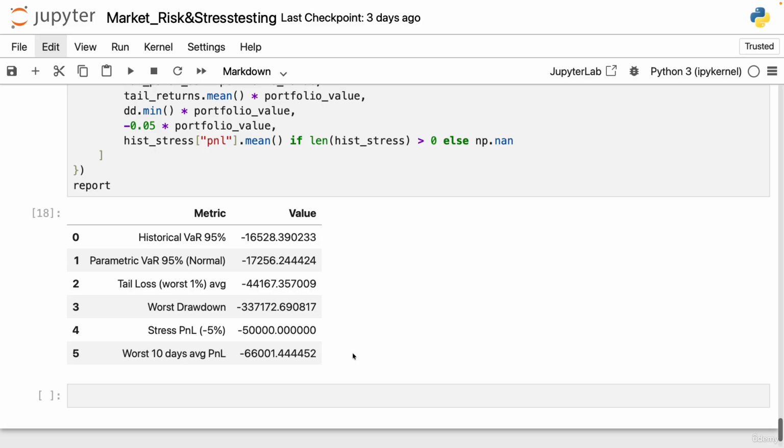The strength of this report lies in its structure. VaR captures typical downside risk. Tail loss captures severity beyond VaR. Stress testing captures scenario risk. Drawdowns capture persistence and cumulative impacts. No single metric tells the full story, but together they form a coherent picture of market risk.